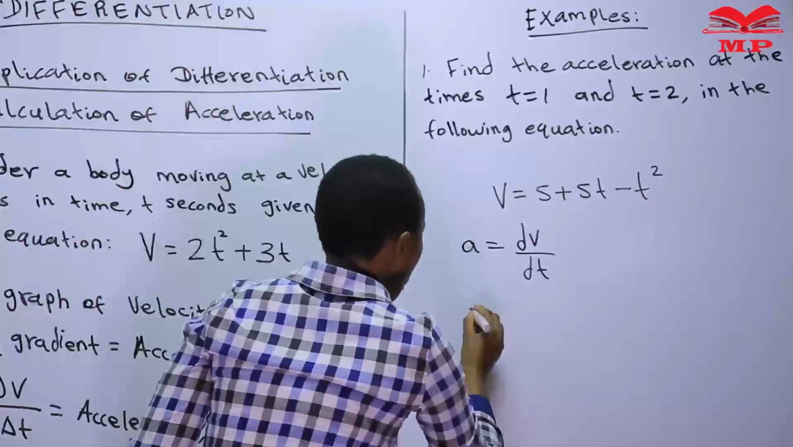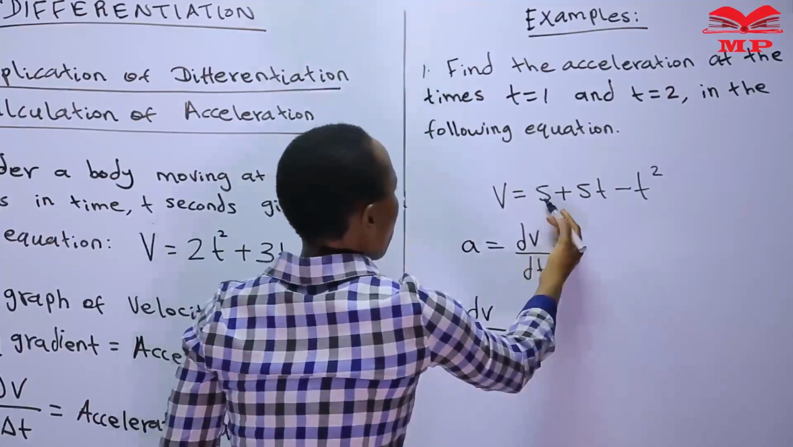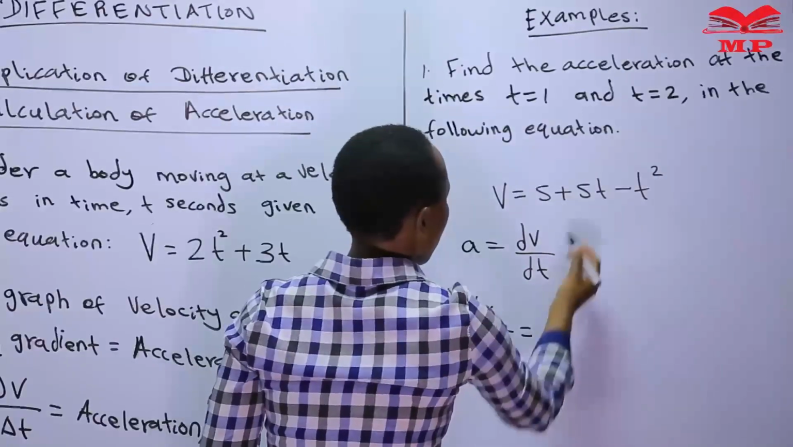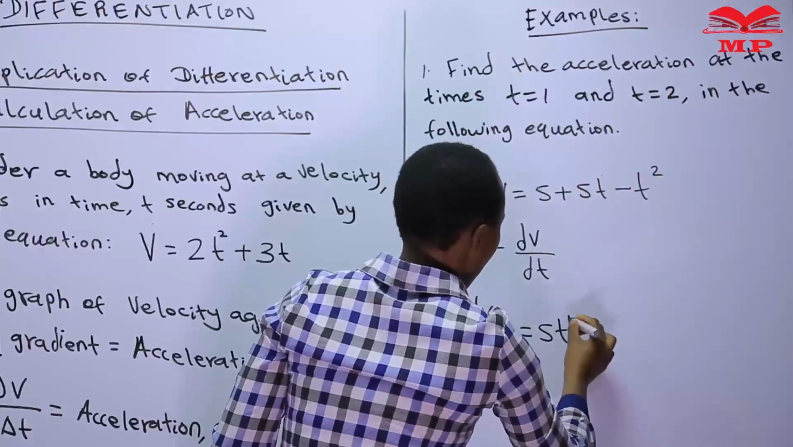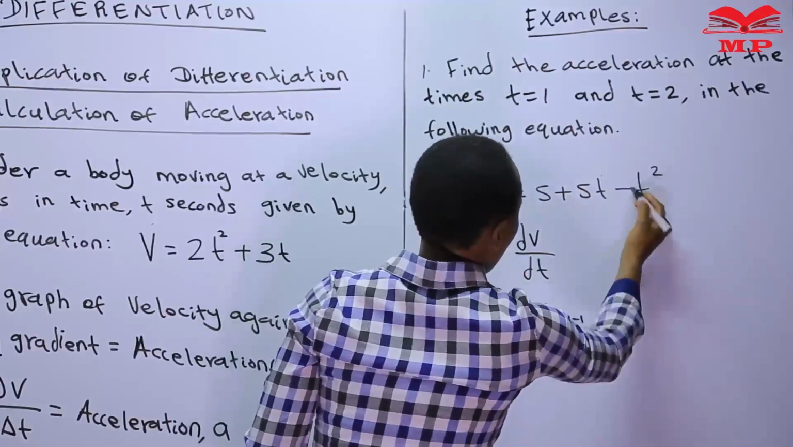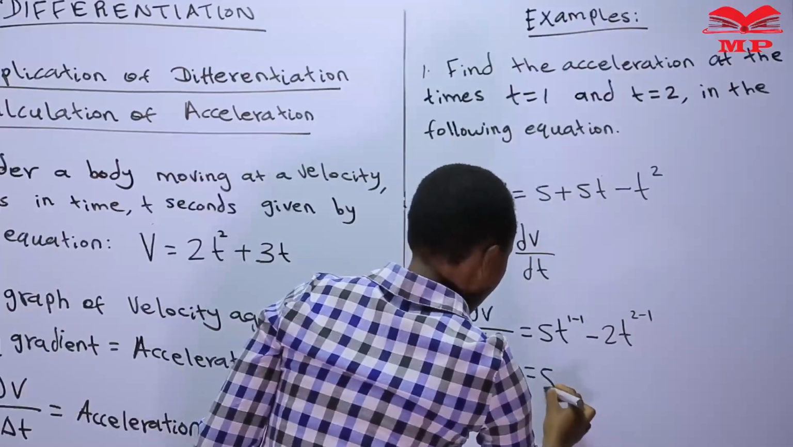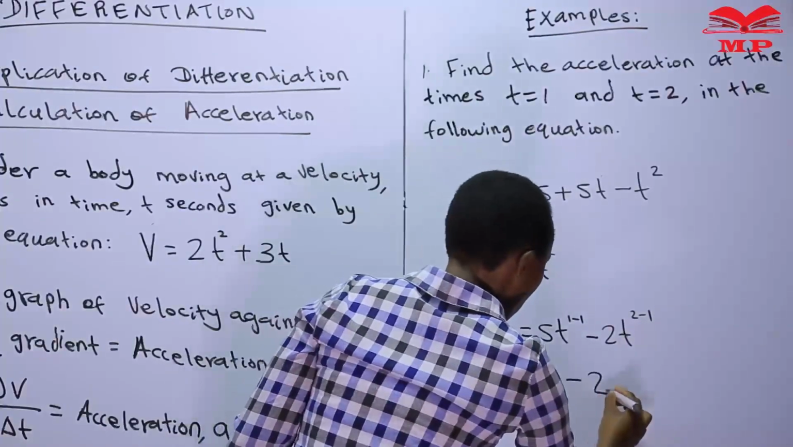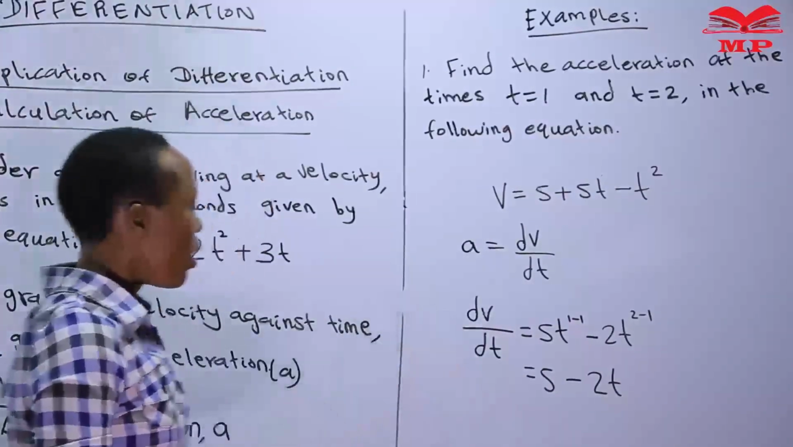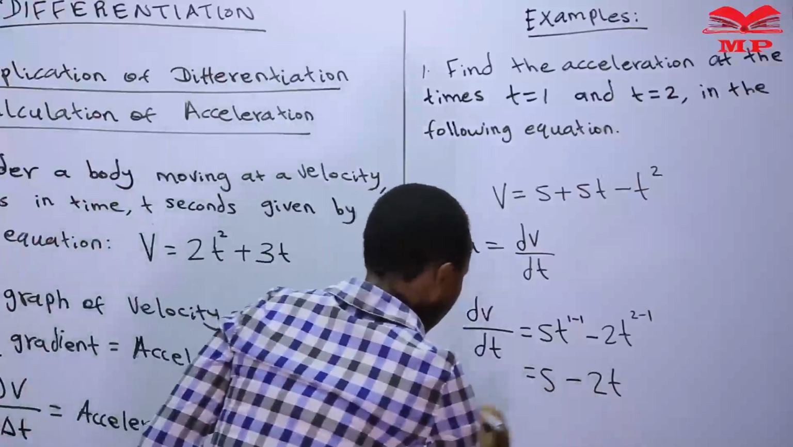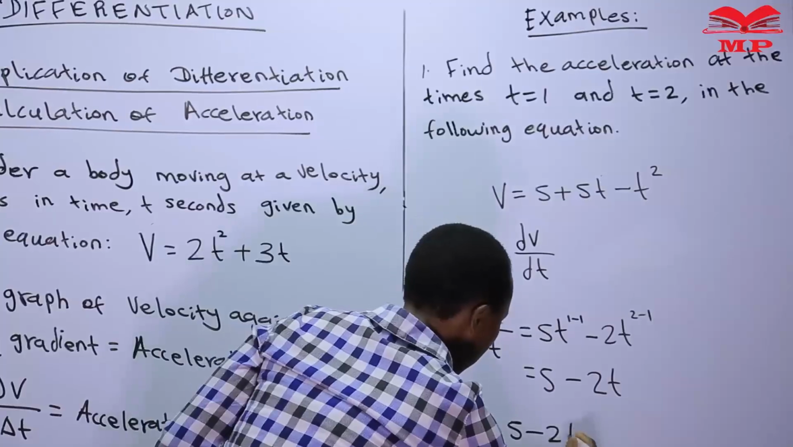We differentiate this equation. So we have dv all over dt is equal to, differentiate the constant, we get 0. This one becomes 1 times 5, we have 5, t to the power 1 minus 1. Then minus 2 times 1, we have 2t to the power 2 minus 1. So we have 5 minus 2t. That is the dv dt, which is equivalent to the acceleration. So acceleration is equal to 5 minus 2t.